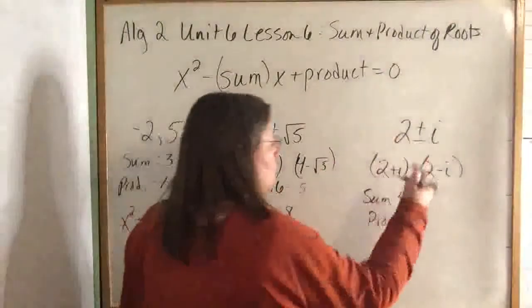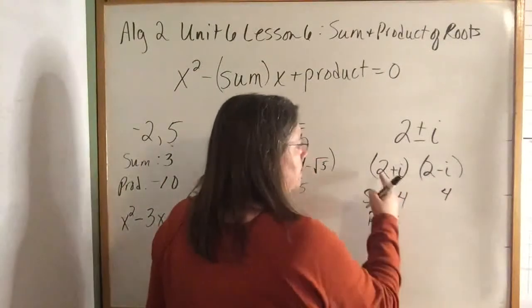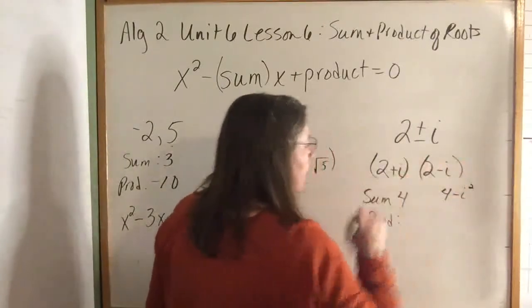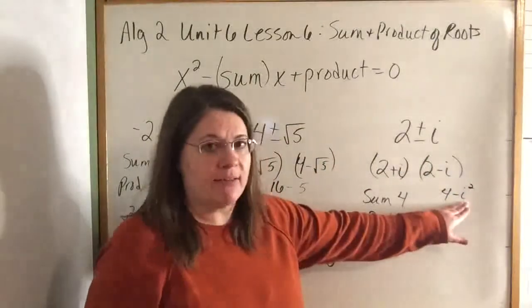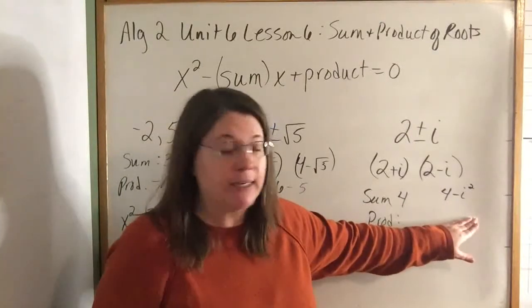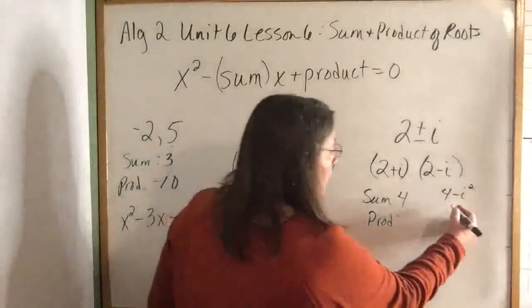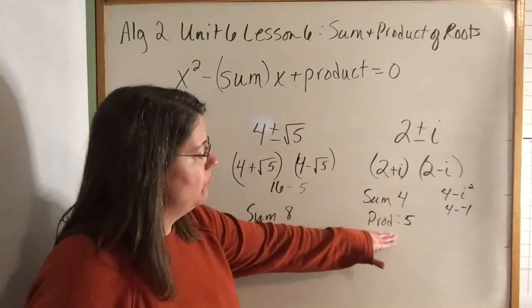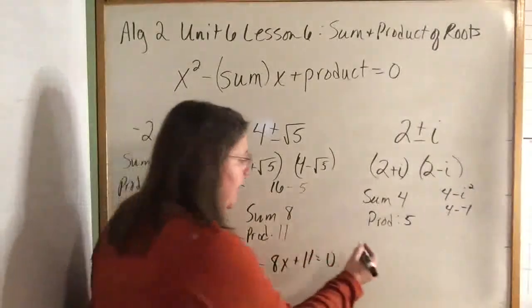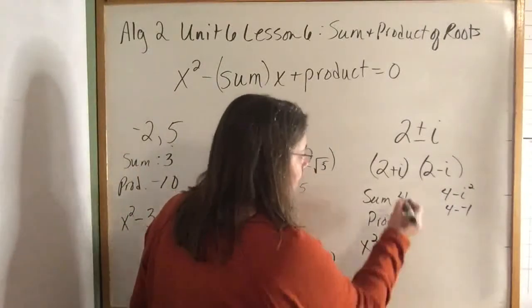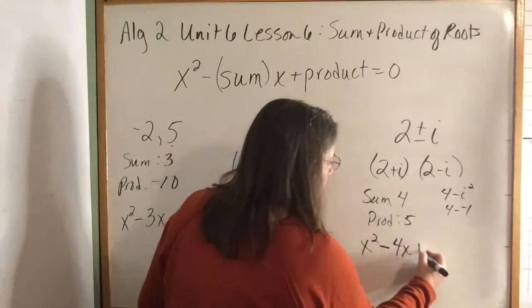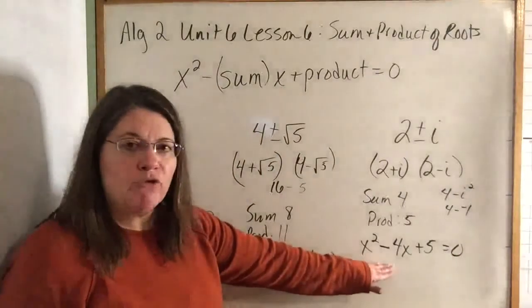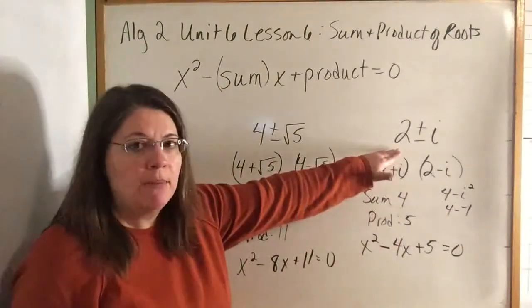Well, 2 times 2 is 4. The middle terms cancel out. And i times negative i is negative i squared. Now think back to our work with complex numbers. i squared is equal to negative 1. So what we have here is 4 minus negative 1, or 5. So the product of those two roots is 5. So putting that into the formula, I have x squared minus the sum times x plus the product, and we set it equal to 0. So that is my quadratic equation that will give me the two roots, 2 plus and minus i.